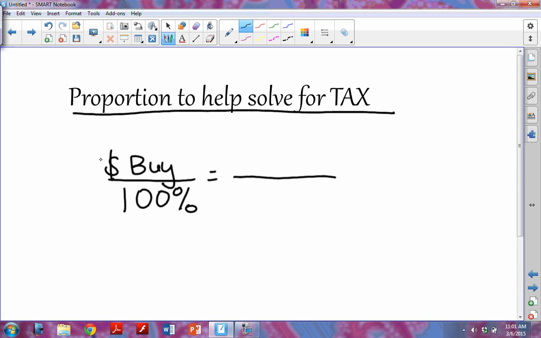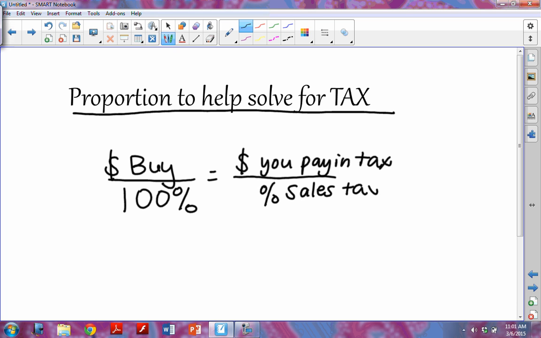On the right side, since you have the money here, the money has to stay with it. So it's going to be the money you pay in tax. And then over top of it, it's going to be the percent sales tax. So in the problems that we solve, you are always going to be given this one. Okay? So you're always going to be given the sales tax, and you always know it's out of 100%.